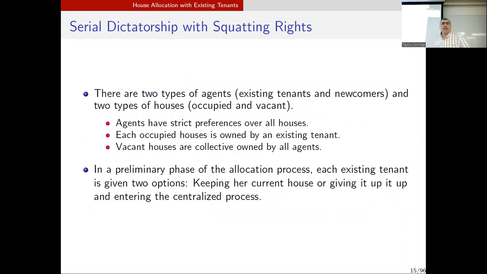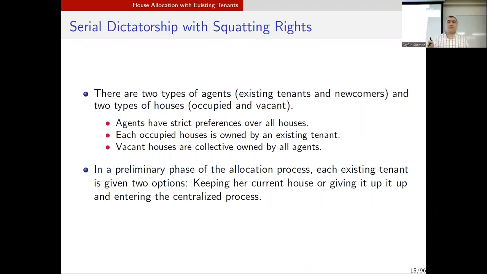Okay, now I said my talk will not be technical, but there will be a little bit of technicality, and I don't think this audience will be offended by that. So there are two types of agents, existing tenants and newcomers, and two types of houses, occupied and vacant.